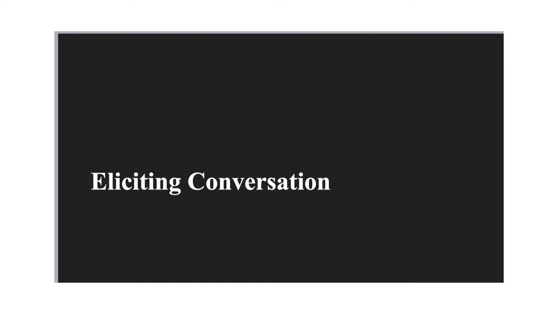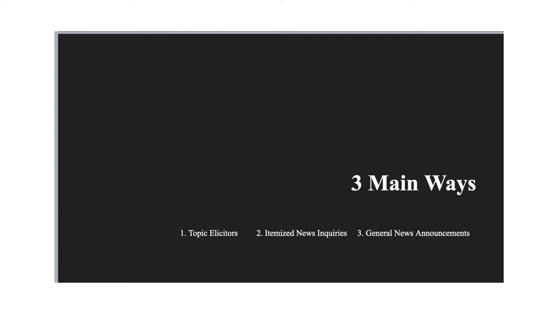As a preview, there are three main ways that we can elicit conversation. We have topic elicitors, itemized news inquiries, and general news announcements. We're going to talk about all three of these, and we'll explain how exactly you can apply each of these three general categories of elicitors to your own conversation.